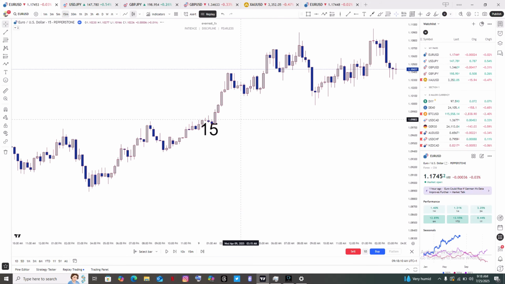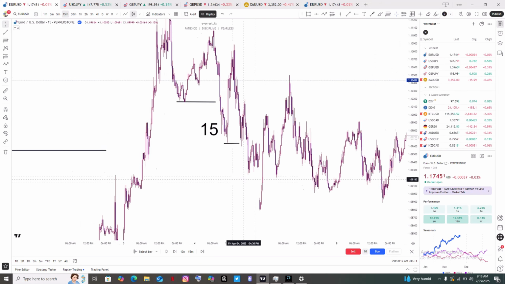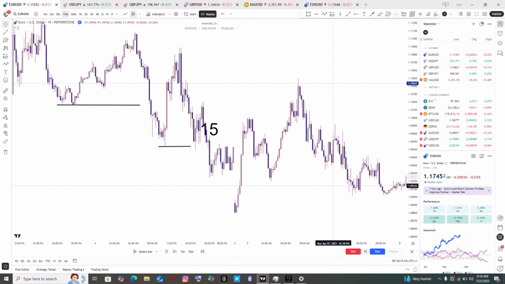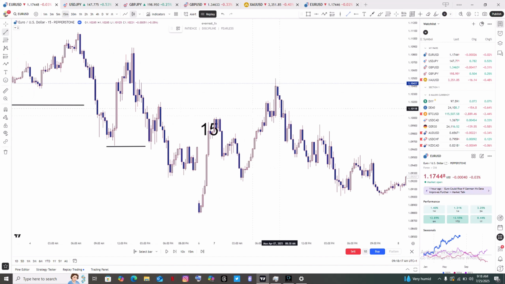Now when we go to 15 minutes, let's mark our 15-minute structure. This is a high, let me highlight it. This is a high, this is a low, this is another high, right? And if I consider the minor structure, it will be like this. But we are focusing only on the major structure, as we said earlier.